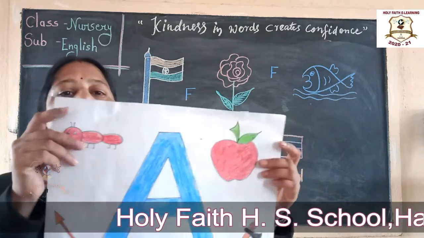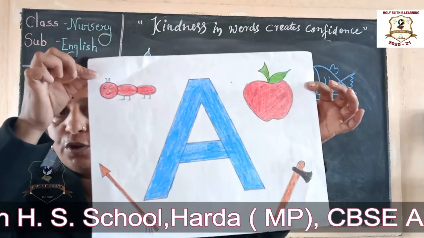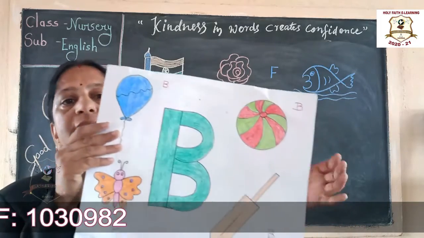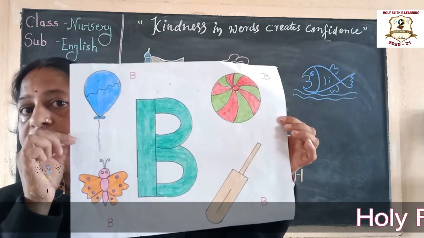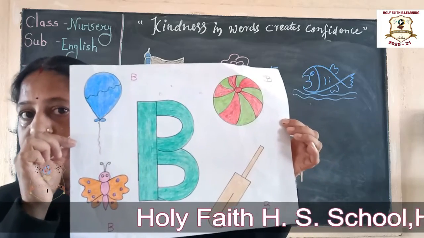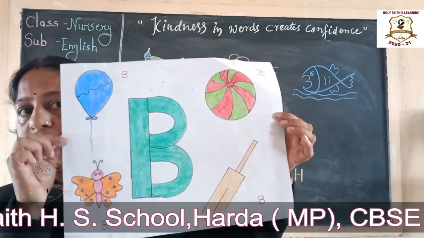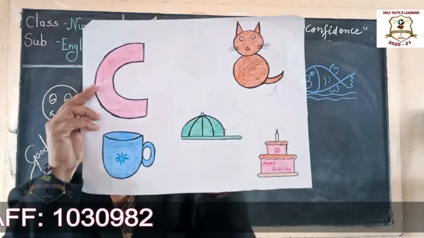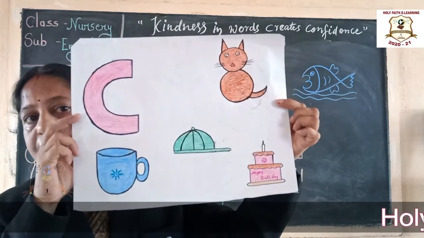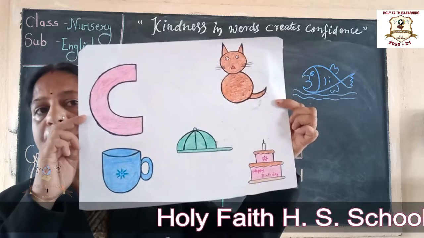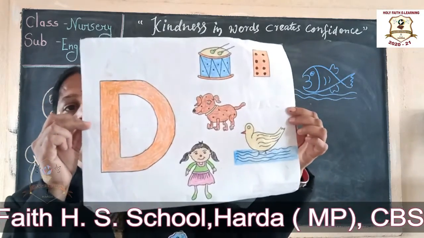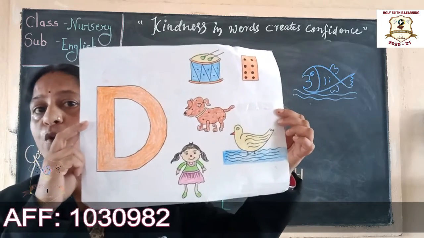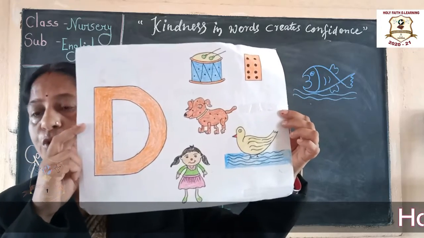This is letter A. And sound of A is A. Then this B. Which letter is this? B. And sound of B is B. Then sound of D is D.